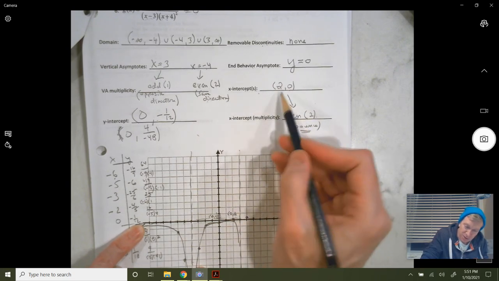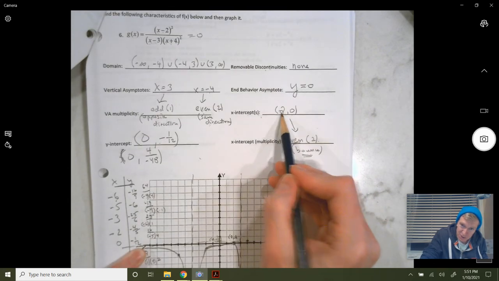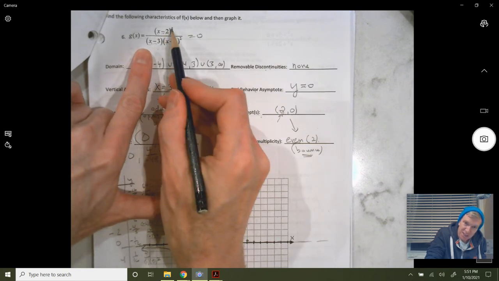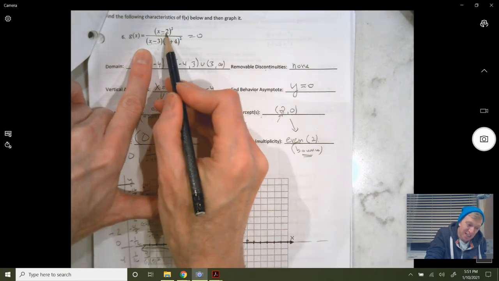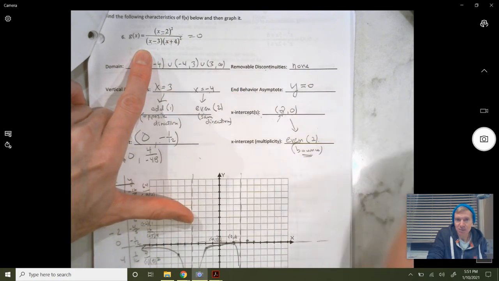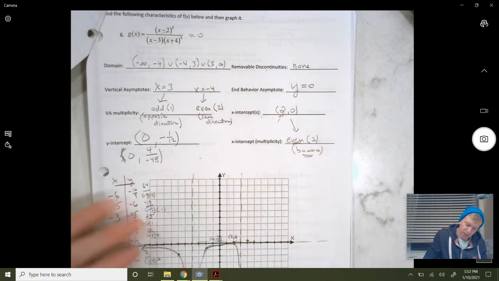We know the multiplicity of that x-intercept is even because how did we know that 2 was there? From the x minus 2 on the top. And the x minus 2 has an exponent of 2. It's x minus 2 times another x minus 2. The multiplicity, basically how many times that factor occurs, is 2, which is an even number. So we've got a bounce.